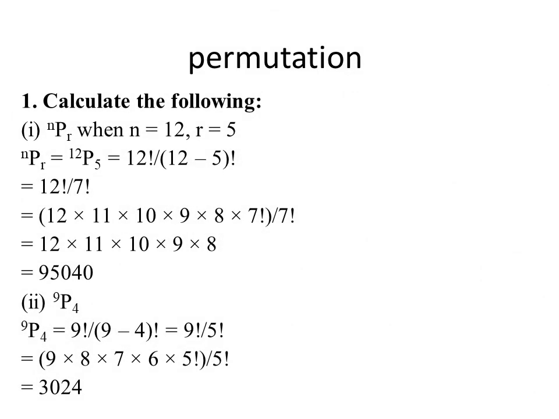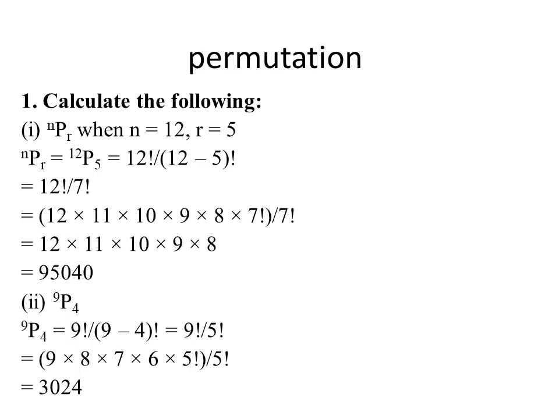Calculate nPr when n is equal to 12 and r is equal to 5. Therefore nPr is equal to 12P5, that is equal to 12 factorial over (12 minus 5) factorial, that is 12 factorial by 7 factorial, that is 12 into 11 into 10 into 9 into 8 into 7 factorial over 7 factorial. The 7 factorials get cancelled. We are left with 12 into 11 into 10 into 9 into 8, that is 95,040.